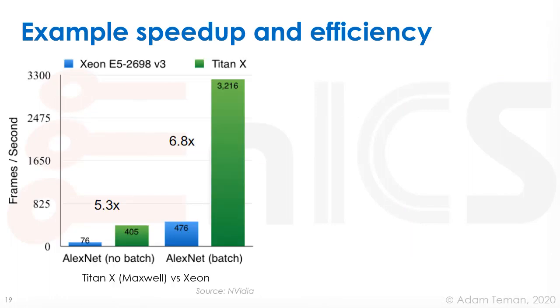So why does this work? Well, look at speed up and efficiency. You can see a Titan X, which is a Maxwell architecture, versus a Xeon, an Intel server. The number of frames per second we get for no batch of AlexNet is a 5.3x speed up for this Maxwell GPU, and when we actually batch the data and can do things with a lot more data parallelism, we get an even much larger speed up over here.